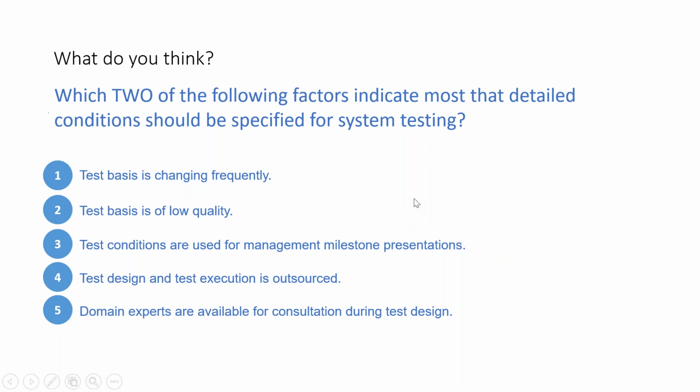So what are the best answers here? Test basis is changing is not good. Test basis of low quality is a good one. Test conditions are used for management milestones presentation is not a good one. Test design and test execution is outsourced is a good answer. Domain experts are available for consultation during test design. Actually, if that kind of good thing is there in your team, you can save time by keeping them low level. No need to unnecessarily put detail level, because low level is always good. You will vary the workflow, you will vary the data and do a better thing. So 2 and 4 are the right answers.